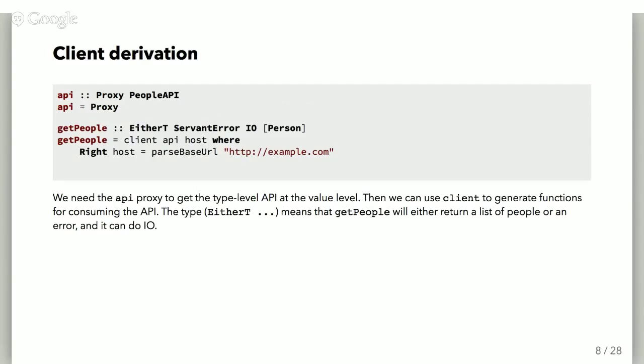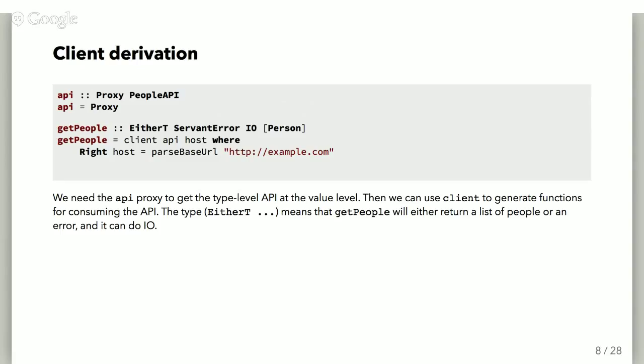Another cool thing you can do with the same API without really doing any extra work is get Haskell functions that will hit that API for you. So let's say you're running the server that we built on the last slide, and you want to make requests to it in Haskell. You can do that with this code right here.